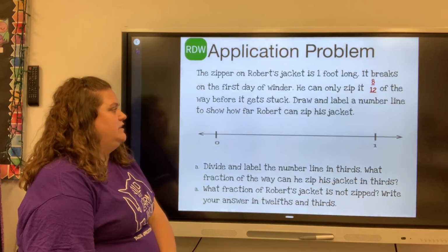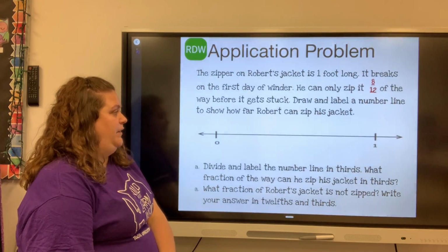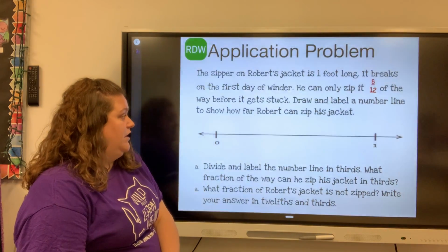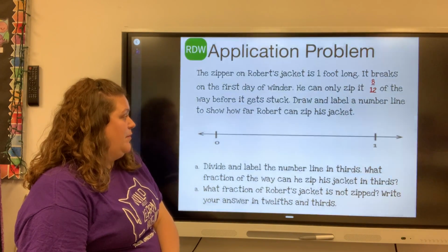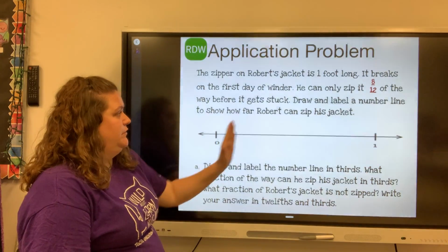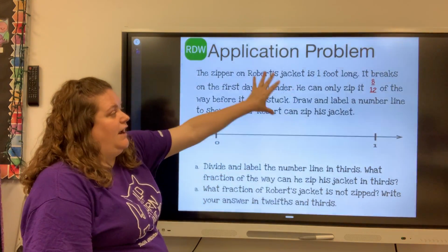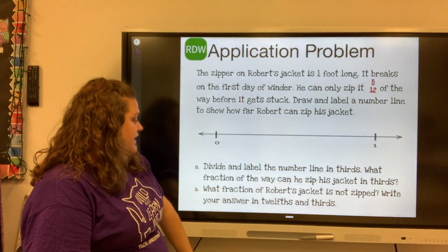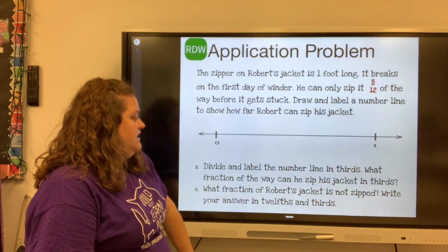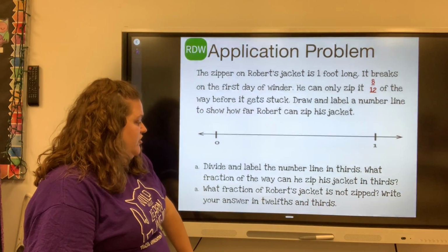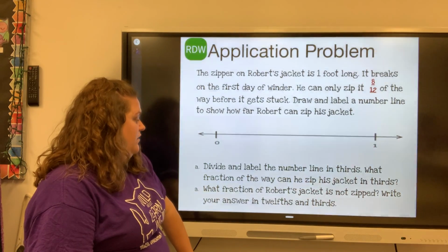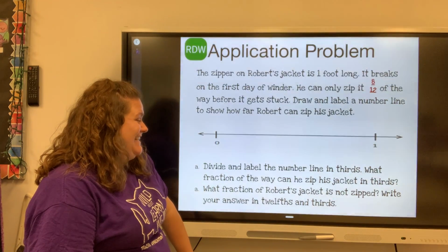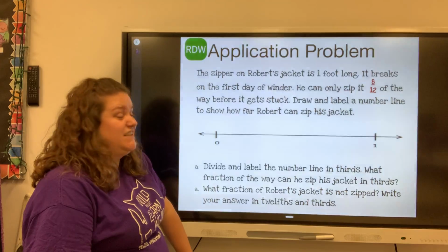It breaks on the first day of winter. He can only zip it 8/12 of the way before it gets stuck. Draw and label a number line to show how far Robert can zip his jacket. So they already did 0 to 1, and we're going to figure out how far he can zip his jacket on that day. Then when we're done with that, we're going to divide and label the number line into thirds. What fraction of the way can he zip his jacket in thirds? Then finally, what fraction of the jacket is not zipped? Write your answer in 12ths and thirds.